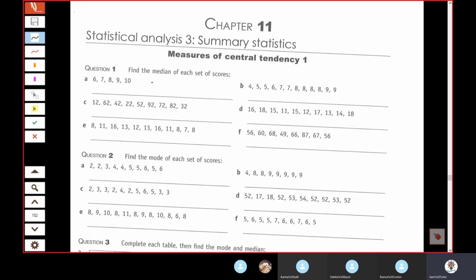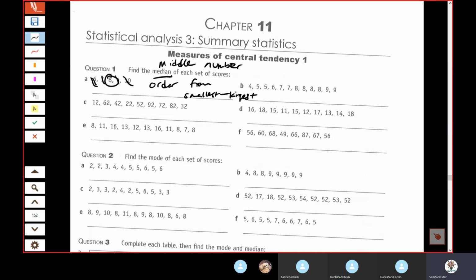The first one was find the median. Median is the middle number, right? The only trick to finding the median is that it has to be in order from smallest to largest. And then really you'll just cross it out. So this is already in order: cross out, cross out, cross out, cross out, and you're left with 8, which would be the middle. If you're left with 2 in the middle, then you just find the average of those 2.